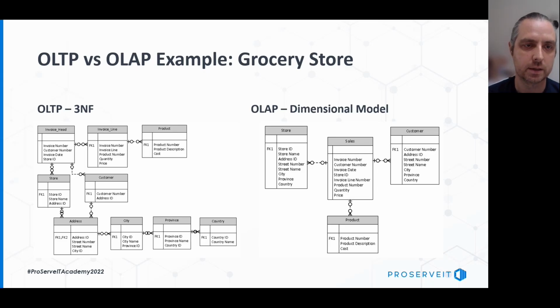Jumping into this, let's look at the third normal form, the OLTP system on the left. You're going to have things like your invoice header, the lines of the invoice, the products. Let me pull up my laser pointer here. The products. You're going to have store, customer, address, quantity, province, country. What you'll see here is that things are really split out. A store is just going to link to an address, and that address links to a city, and that city links to a province, and that province links to a country.